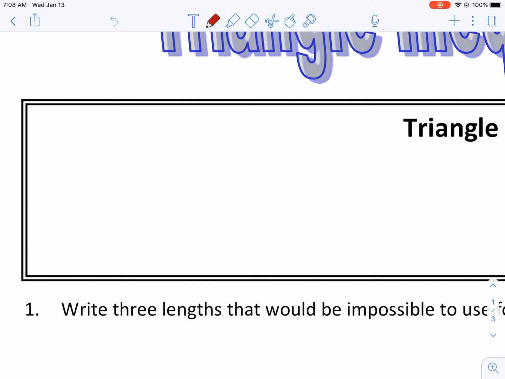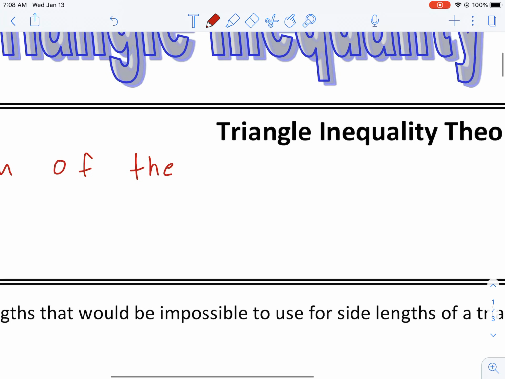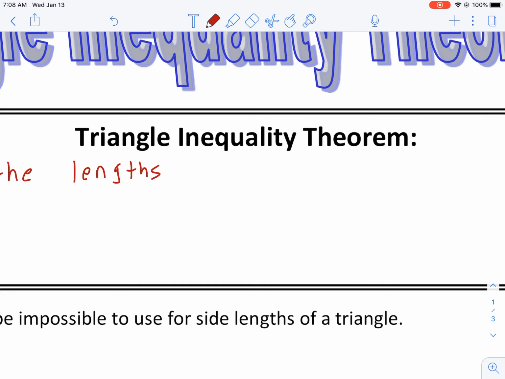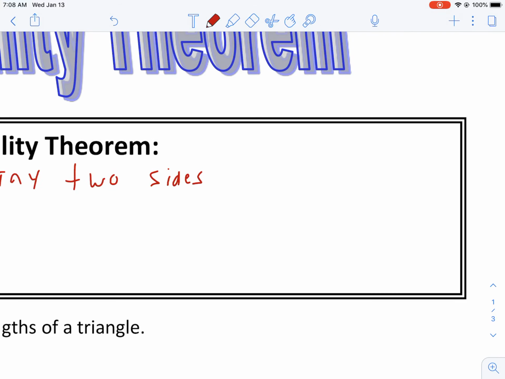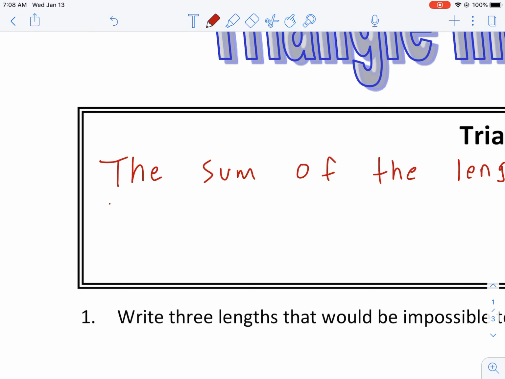And the triangle inequality theorem says, so let's just write this out. It says the sum of the length of any two sides of a triangle, of course, is greater than the length of the third side.